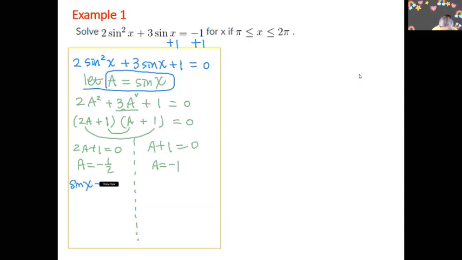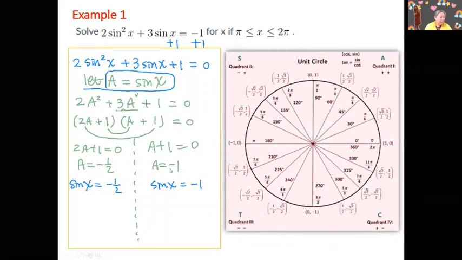So sine of x is -1/2 and sine of x is -1. Then let's have our unit circle reference here. What angles will get sine -1, between pi and 2 pi? Since we have pi to 2 pi, only from here all the way here, I do see 3 pi over 2 is where sine is -1.